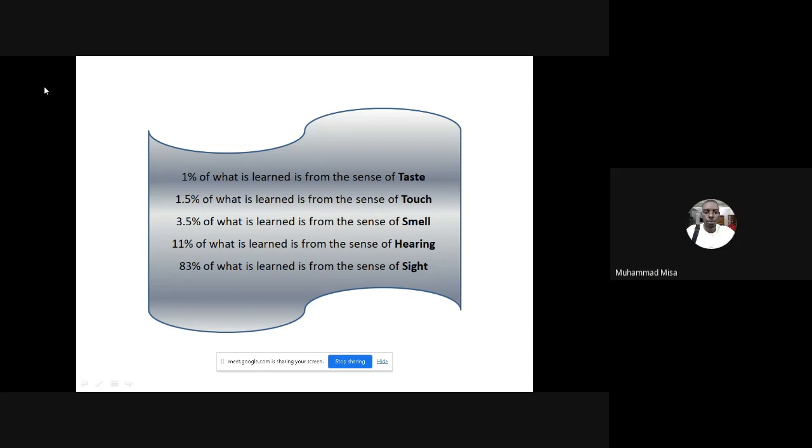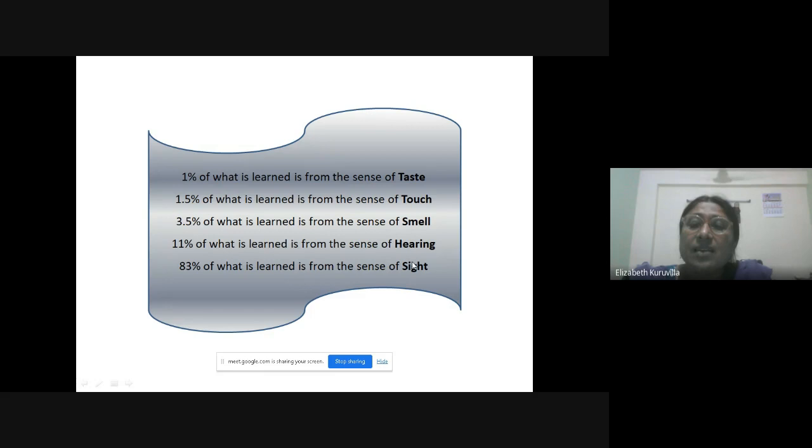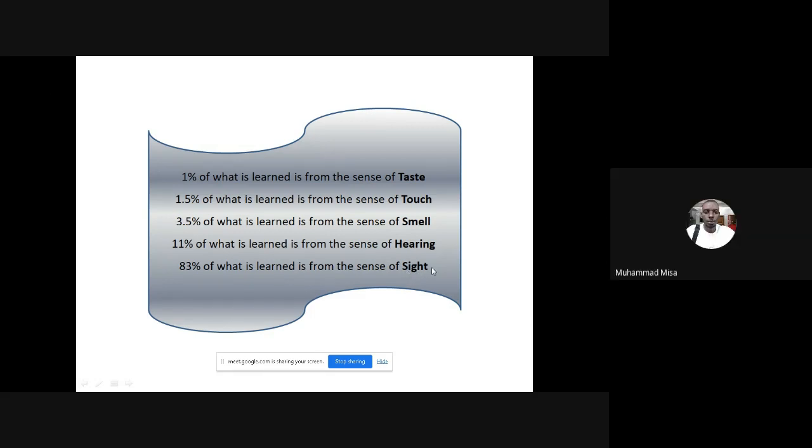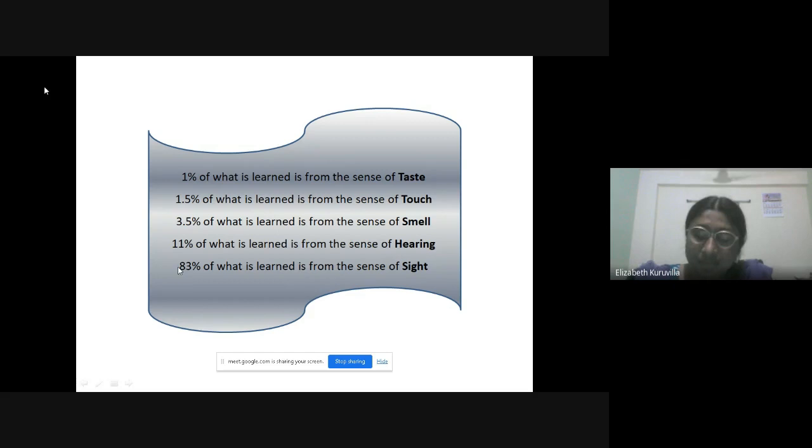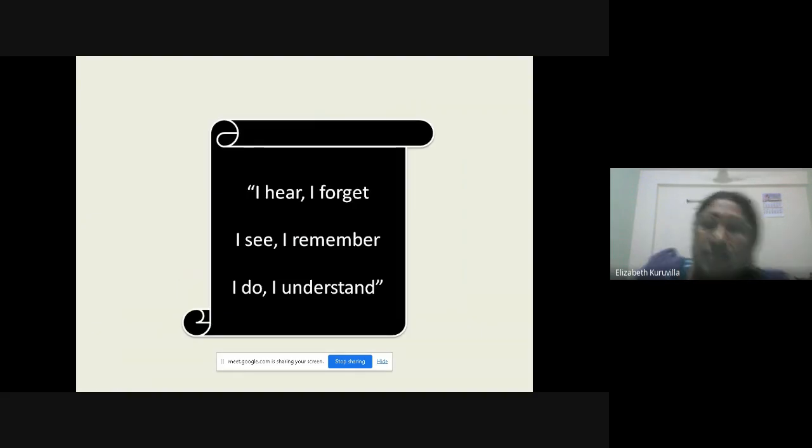1% of what is learned is from the sense of taste. 1.5% of what is learned is from the sense of touch. 3.5% of what is learned is from the sense of smell. 11% of what is learned is from the sense of hearing, while 83% of what is learned is from the sense of sight. So what is important is the sight. When we can see the particular object, that will give 83 percent. And another statement, Austin, can you read this statement?